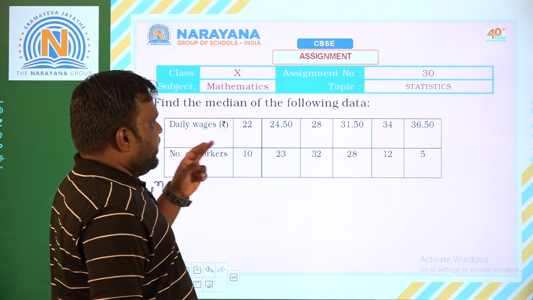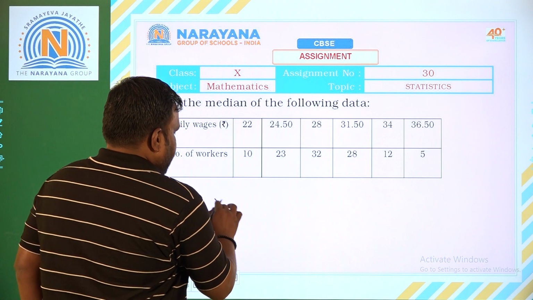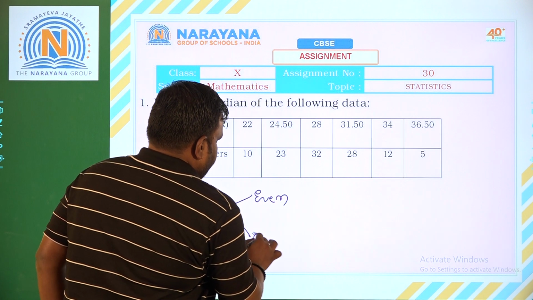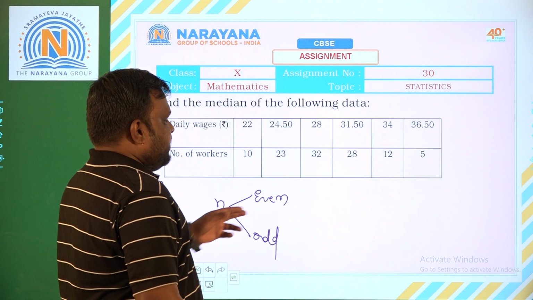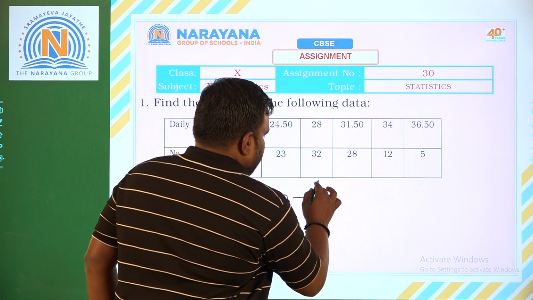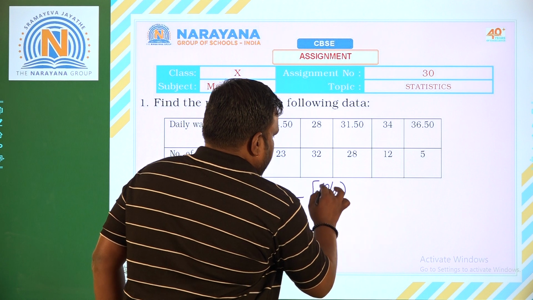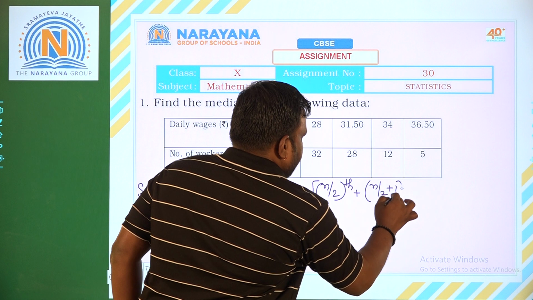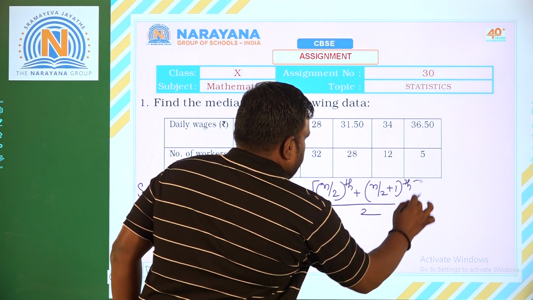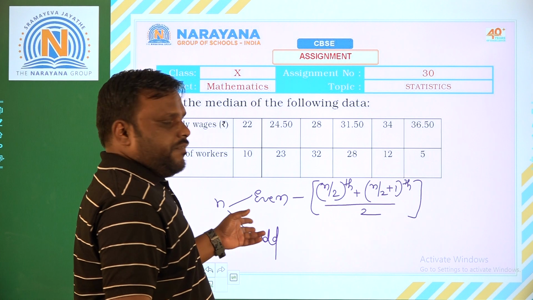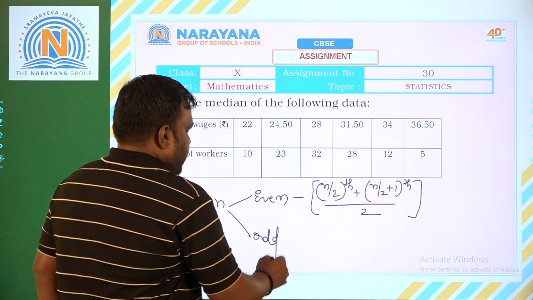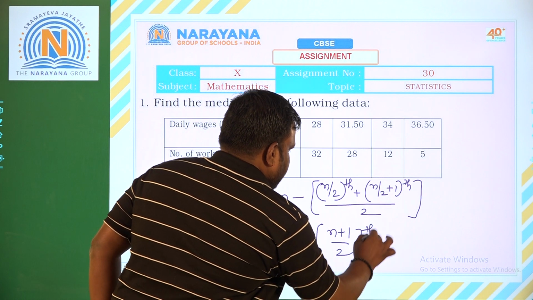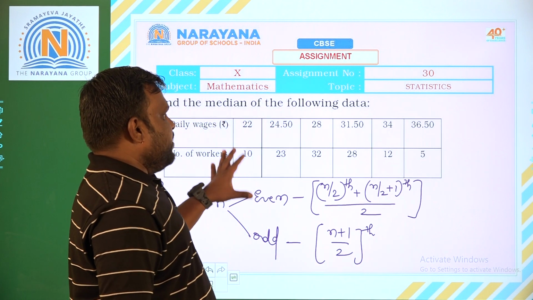for finding the median, we have two conditions for n. n may be even or n may be odd. If n is even, in that case we are going to take the average of the n by 2th term and the n by 2 plus 1th term. We take the average of these if n is even. If n is odd, then it will be the n plus 1 by 2th term. So this is going to be our median. We are going to decide with respect to this.